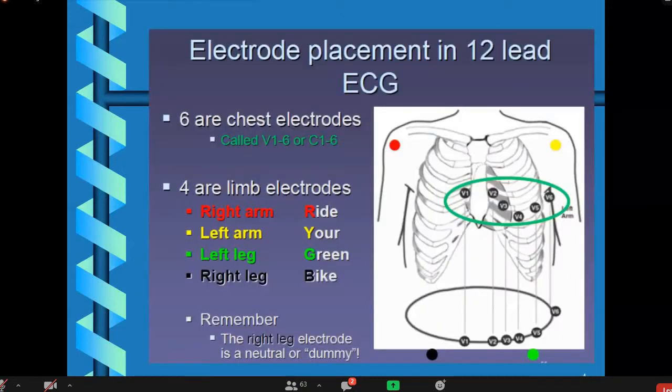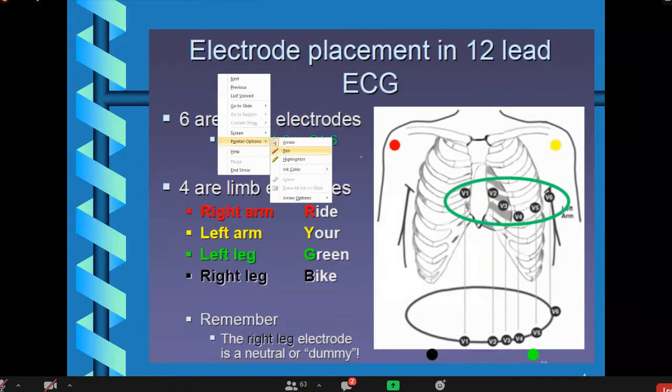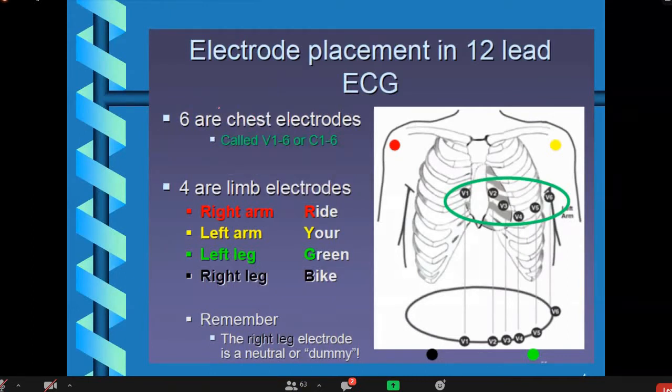So let's start with the basic electrode placement in a 12 lead ECG. We know from our previous knowledge that there are six chest electrodes. So we say it's a 12 lead ECG, right? Six of them are the chest leads. We call them V1 to V6 or C1 to C6, right? Then there are four limb leads: right arm, left arm, left leg, right leg.